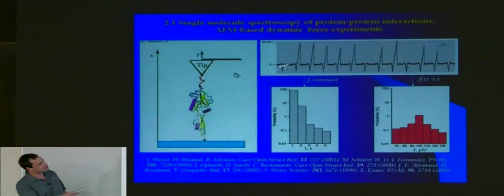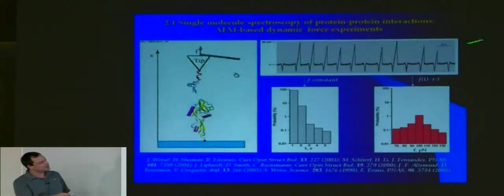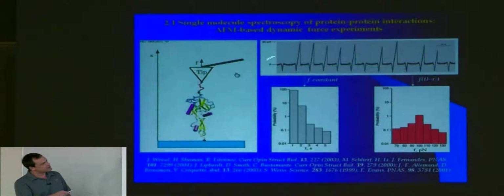Some of them are successful, some of them are not, but then you have these force peaks, and from that you can obtain histograms of rupture forces. So for instance, this is a histogram of rupture forces. Another way of doing it is you apply constant force.